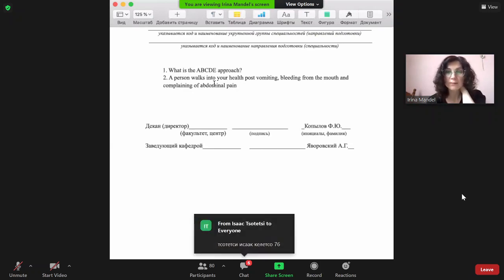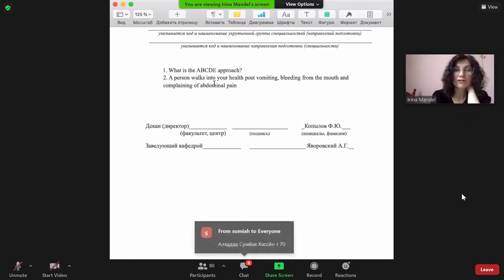So when you see the patient with vomiting and he lies on the bed or on the floor, you should move his head to the side and control that the vomiting goes outside and he is not aspirated. It's very important.